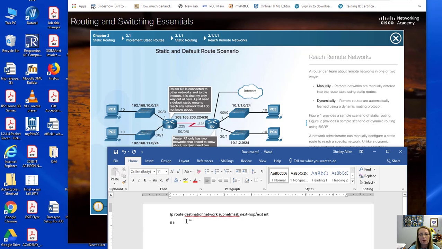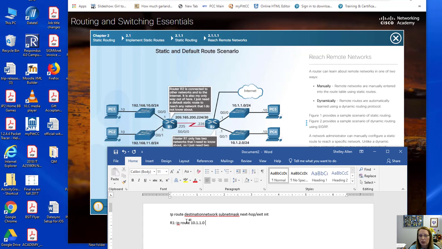So for R1, if I'm in R1, so I already know about the 10 network, the 11 network, and this 209 network in the middle because I'm attached to it. But I don't know how to get to the 10110 or the 10120, which are on the other side of R2. So this would be what I would type. IP route, my destination network, I want to go to 10110, space. What is its subnet mask?